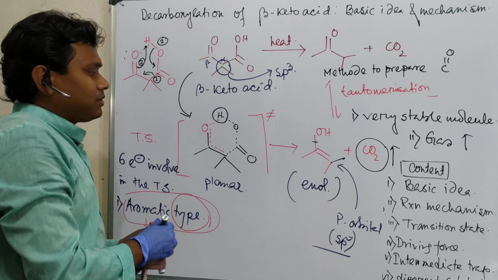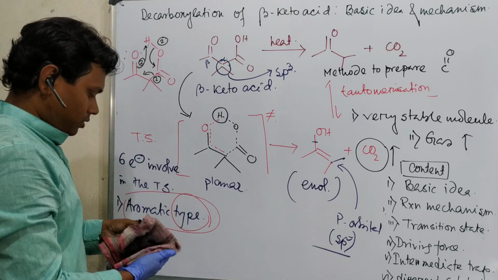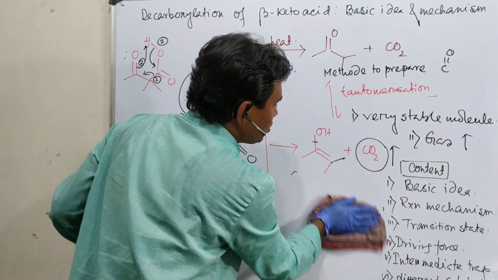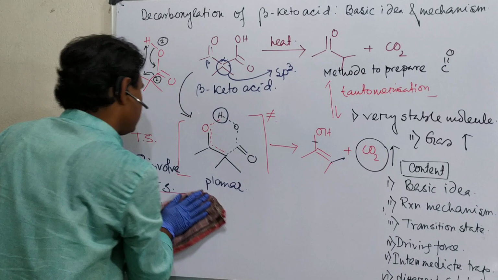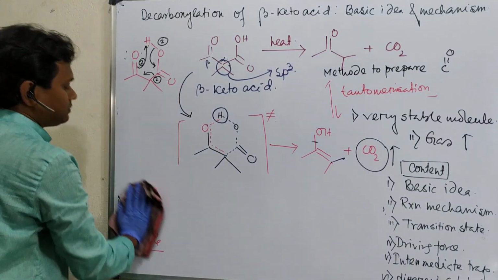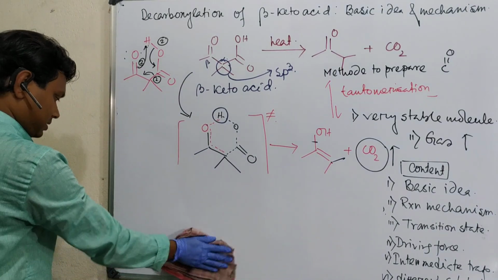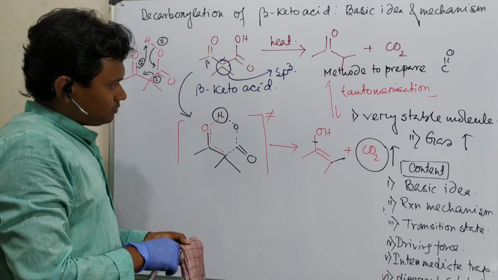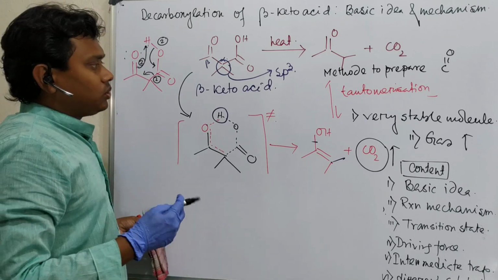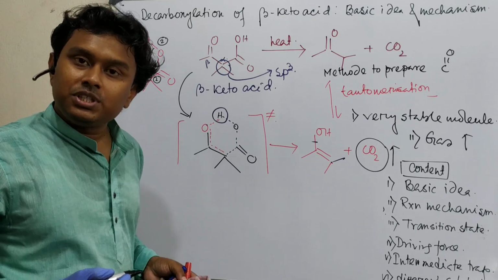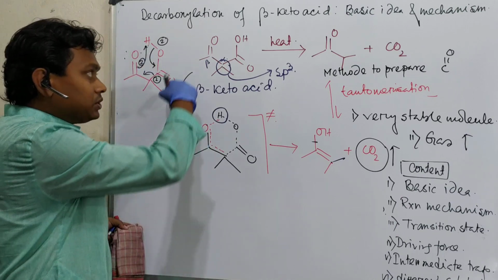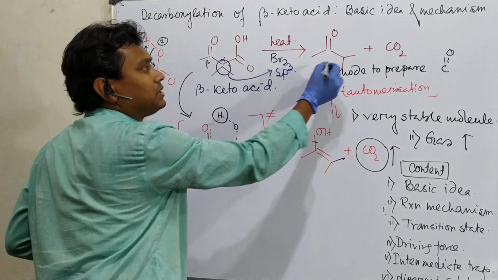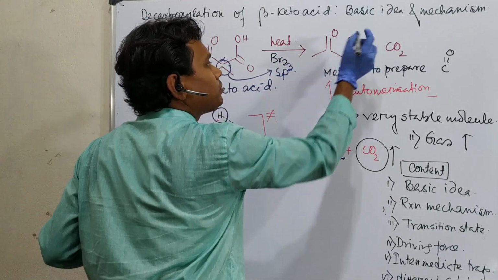Now let's discuss the intermediate. Okay, let me clean a little bit. So you can see what the intermediate actually is. We can say the enol is our intermediate, because it is produced after the transition state and then converted to the ketone. So the enol is our intermediate. Is it possible to trap the intermediate? Yes. During the process, if you use bromine in the reaction medium, then we can get the alpha bromo product.